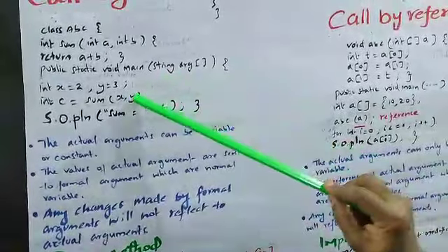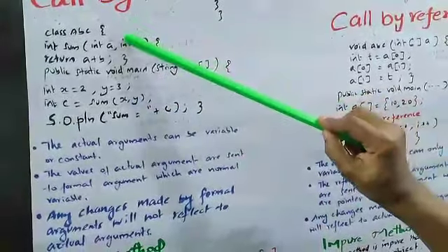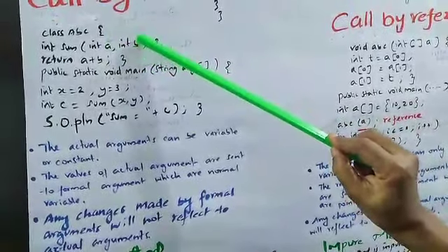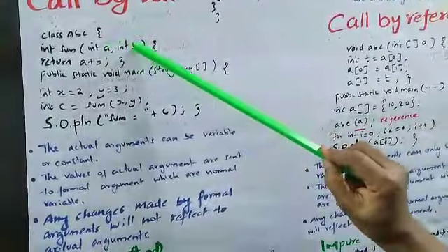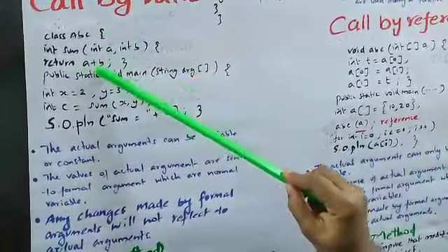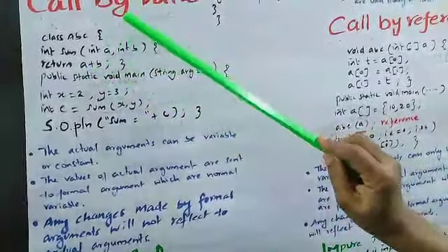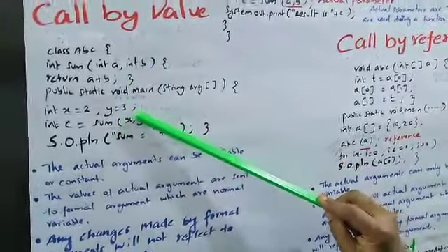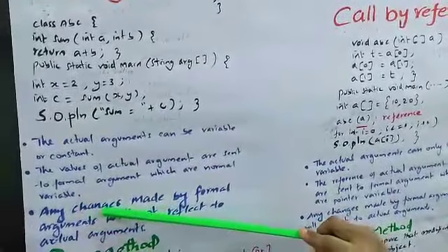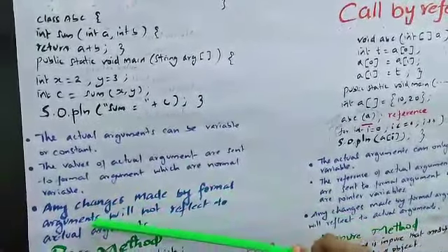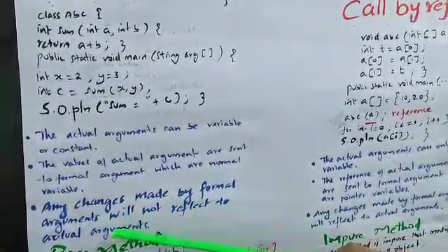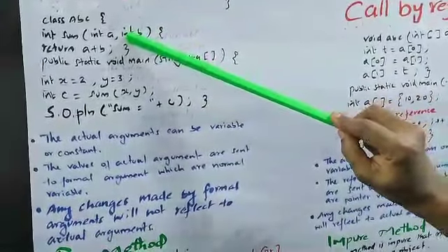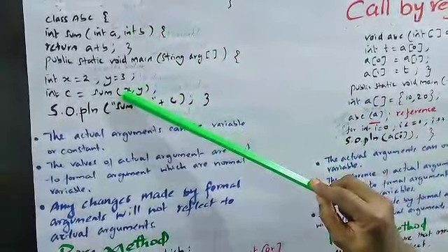Suppose when we pass the value to the formal argument, the value of a will be 2 and the variable b will be 3. After adding a plus b, any changes made here will not reflect here. That is the meaning of the third point: any changes made by the formal argument will not reflect in the actual argument.